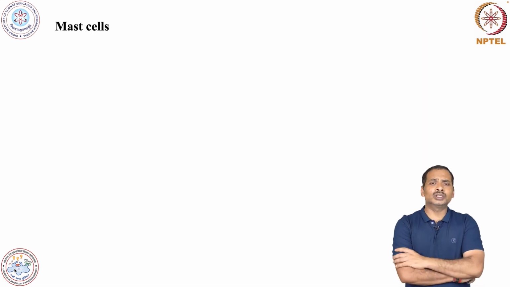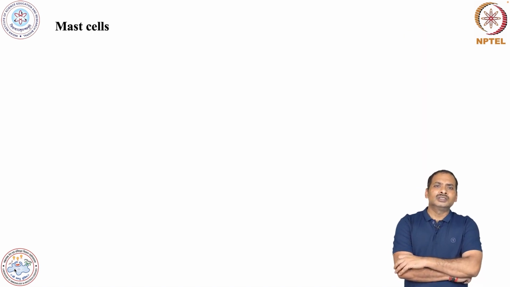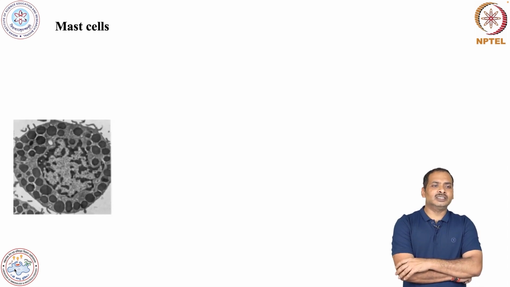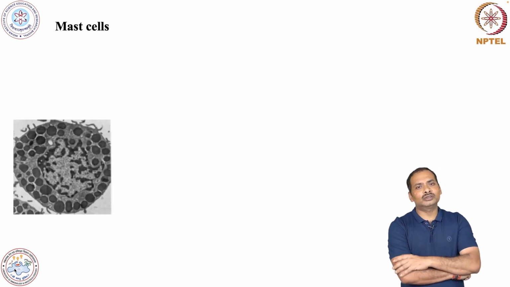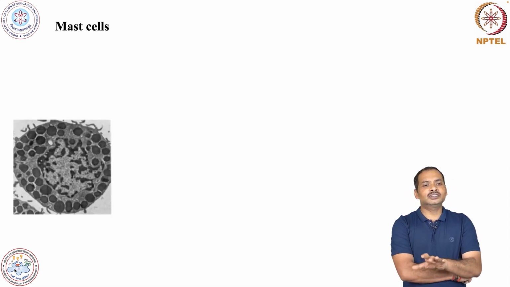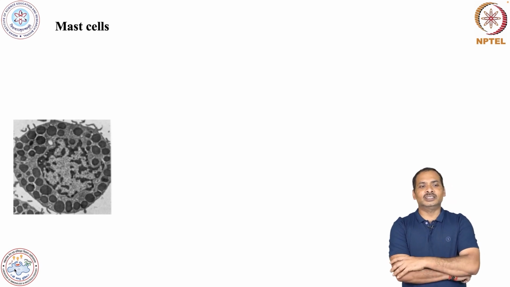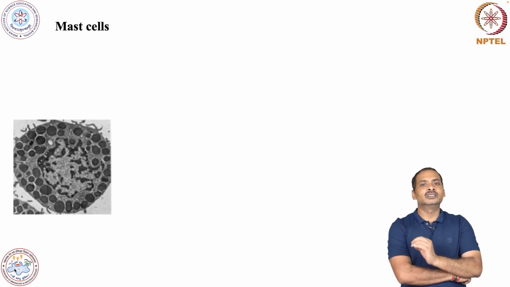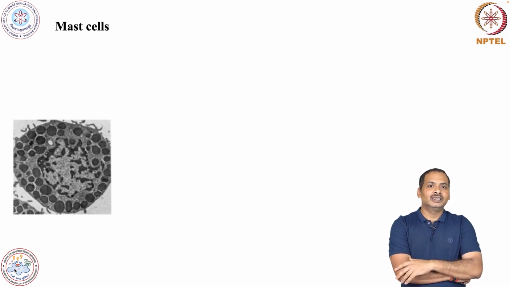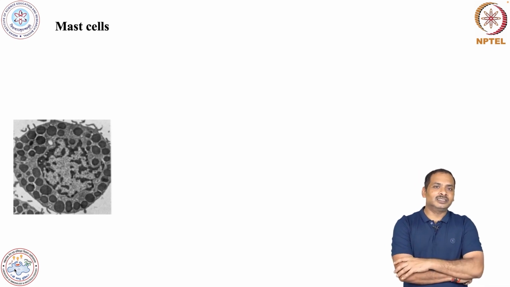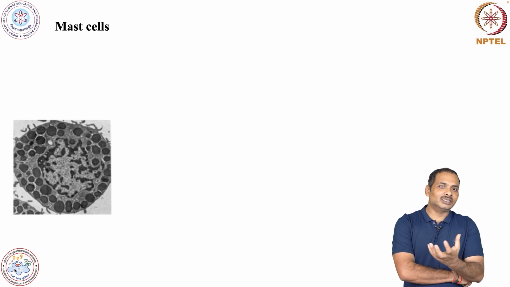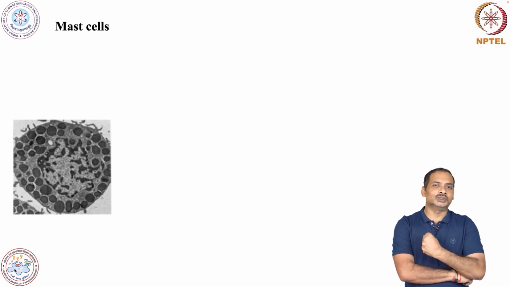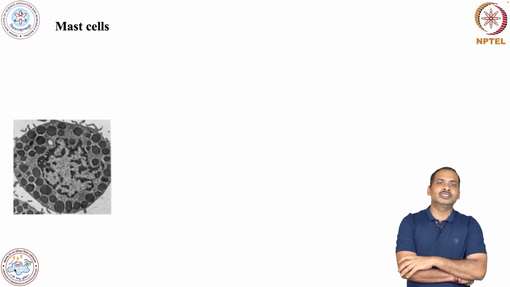Now, let us move to the mast cells. Here you can see the electron micrograph of a mast cell. This is an unactivated mast cell. You can see a lot of big black dots, or black areas, and these black areas are the granules with which the mast cells are packed. We will see what these granules are in a subsequent slide.